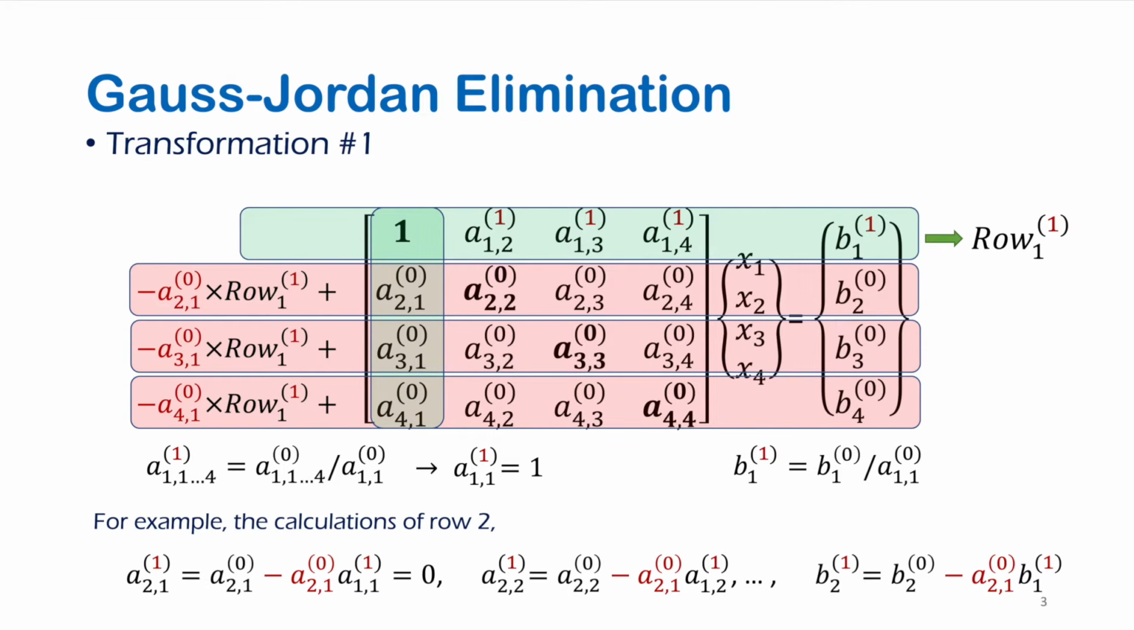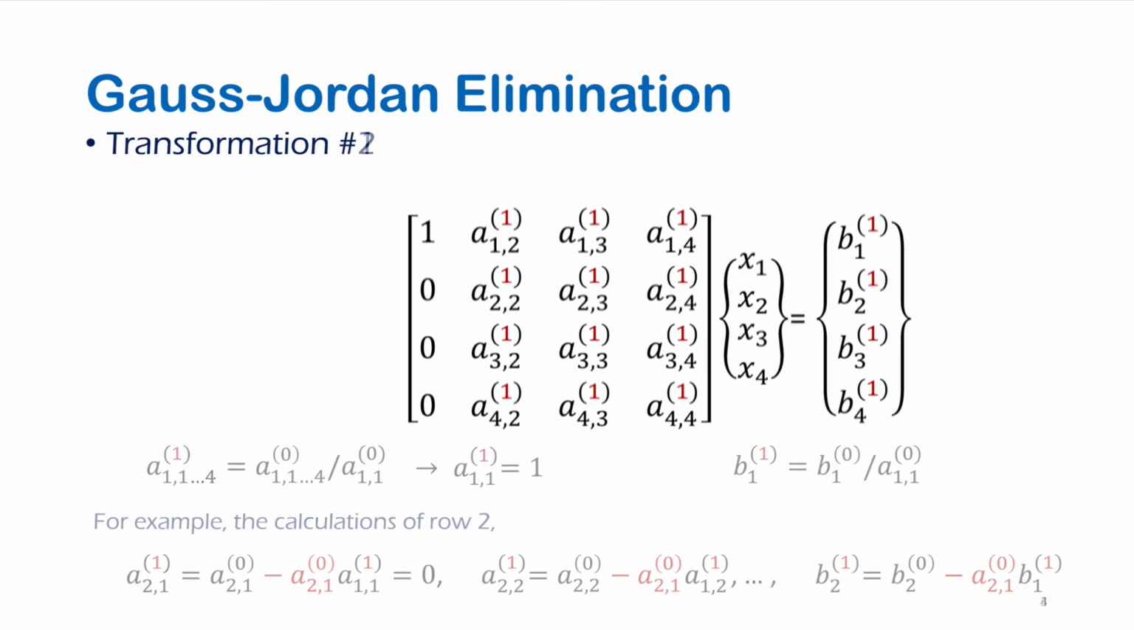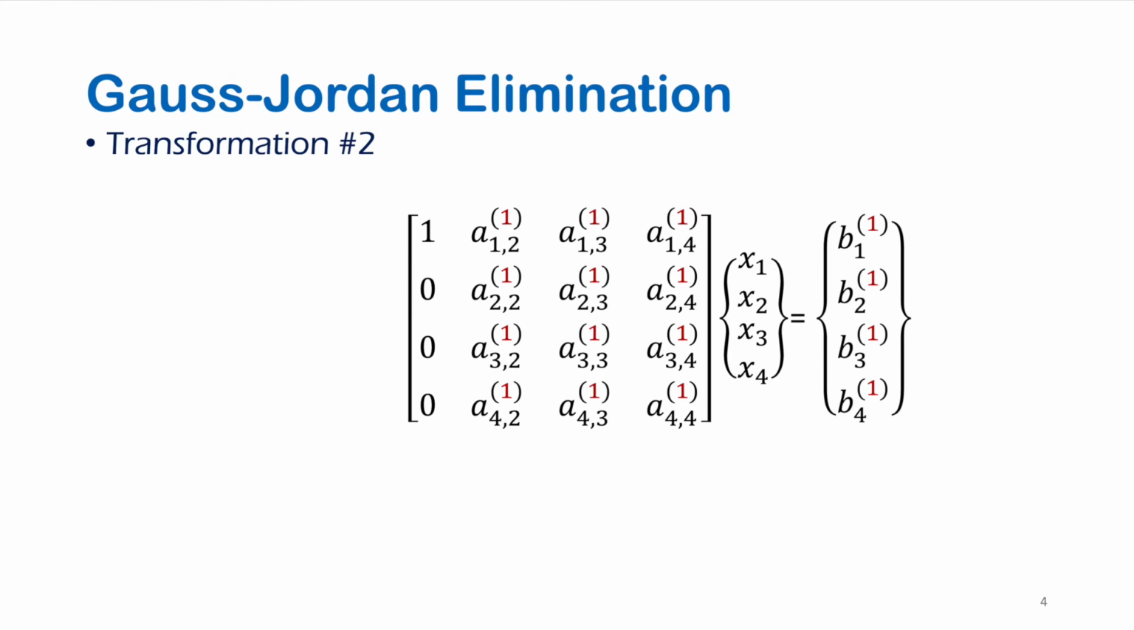At the end of these operations, we will get the first transformation of the whole system. And as you see, the first column is now transformed into the first column of the identity matrix. The second transformation will show us how to transform a row above the pivot row in order to zero the elements above the main diagonal. The steps are exactly the same as the first transformation.